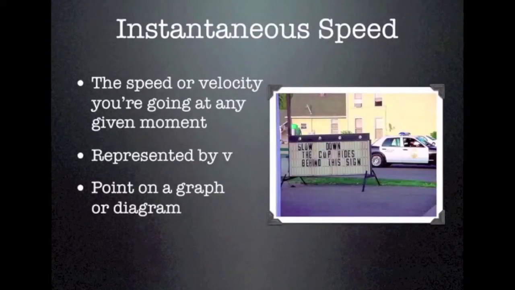Instantaneous speed. The speed or velocity you're going at any given moment. This is represented by the letter V, and this would be just a single point on a graph or a diagram. Cops usually pull you over for your instantaneous speed. They don't take your average speed and decide that you were going way too fast. They can point their radar at you and find out you're going 100 miles an hour at one point on your drive to school when you're supposed to be going 35.